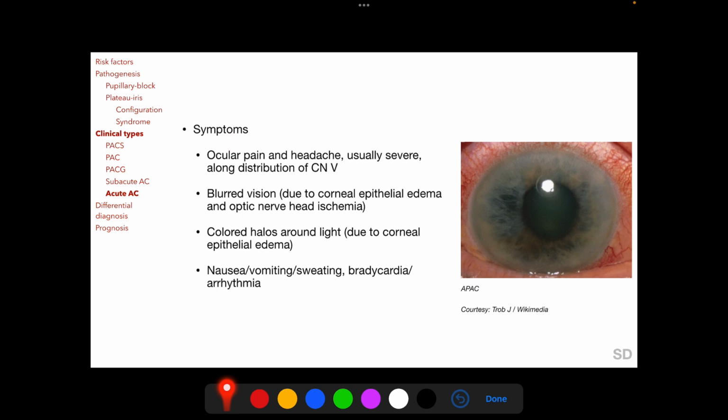Symptoms of acute primary angle closure attack include ocular pain and headache, usually severe, along the distribution of the fifth cranial nerve. Blurred vision occurs due to corneal epithelial edema as well as ischemia of the optic nerve head. Patient can perceive colored halos around light due to corneal epithelial edema, and systemic symptoms like nausea, vomiting or sweating, and bradycardia or arrhythmia can occur.